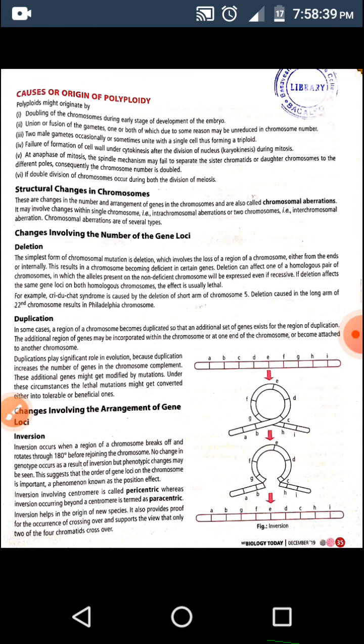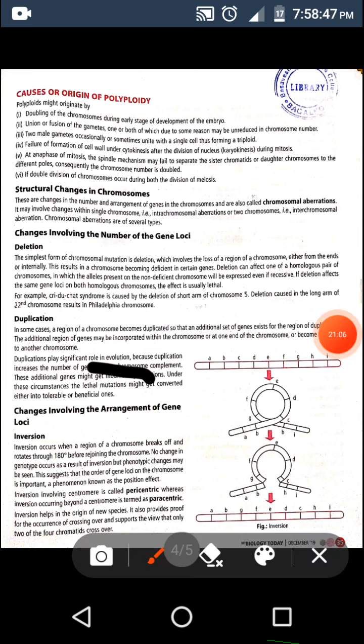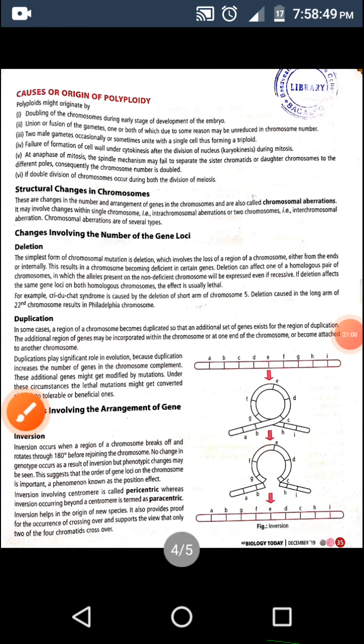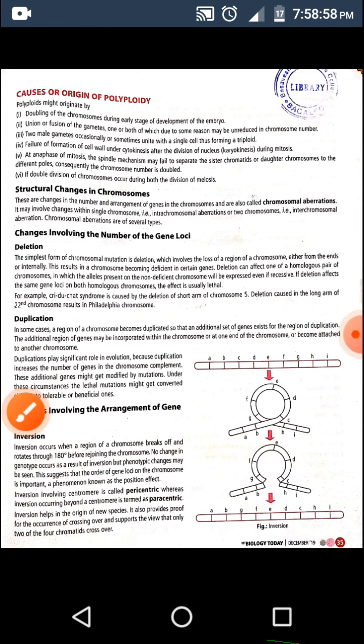Duplication plays a significant role in evolution, because duplication increases the number of genes in a chromosome complement. So in this way duplication also results in a change of the structure of a chromosome. Then another one, that is inversion.